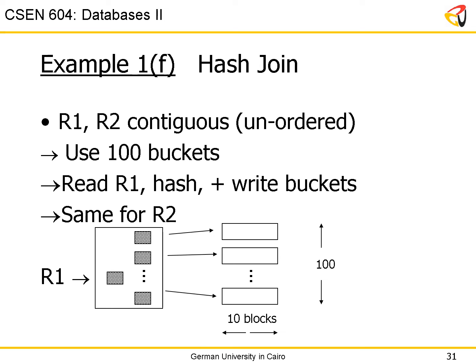Now, what about the cost? If I assume that R1 and R2 are contiguous, which means I pay 1 IO per page, and I'm using 100 buckets, this is how it will work. I will read R1 separately and hash it and write the buckets. So that's 1 IO per page for reading all the pages in R1. The hashing is done in memory, and then we write the buckets to disk.